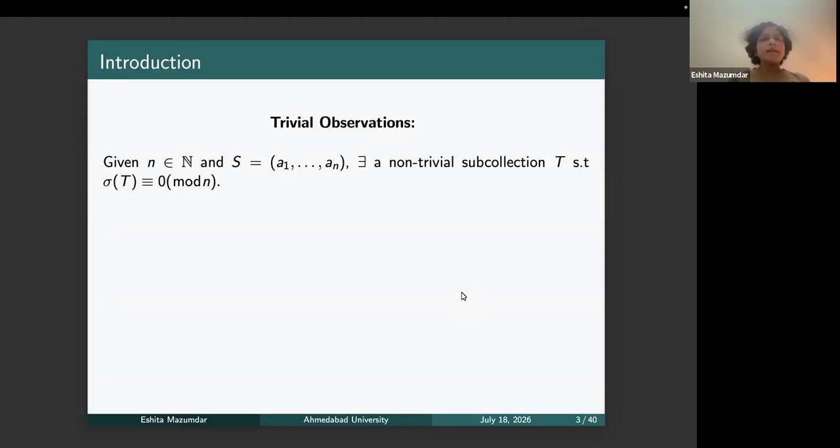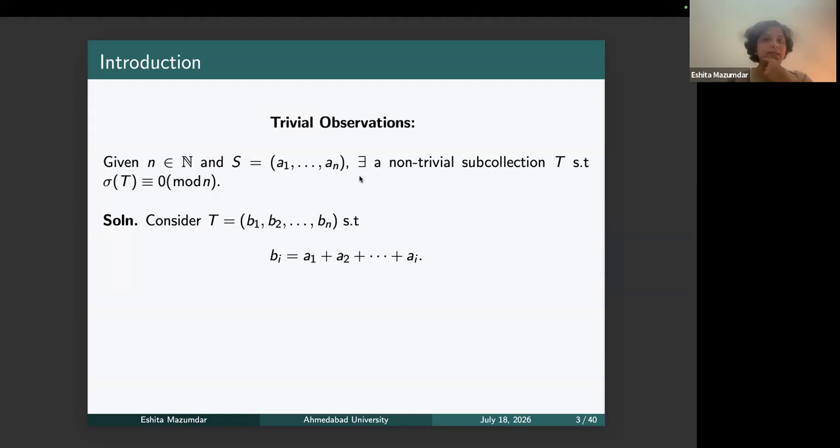One can conclude this observation very easily simply by considering a new sequence, where my b_i are a_1 plus a_2 plus up to a_i. You look at these numbers over the cyclic group of order n, and we have n numbers. So either all are distinct or two of them are the same, and that will conclude that you will always have a subcollection whose sum is divisible by n.